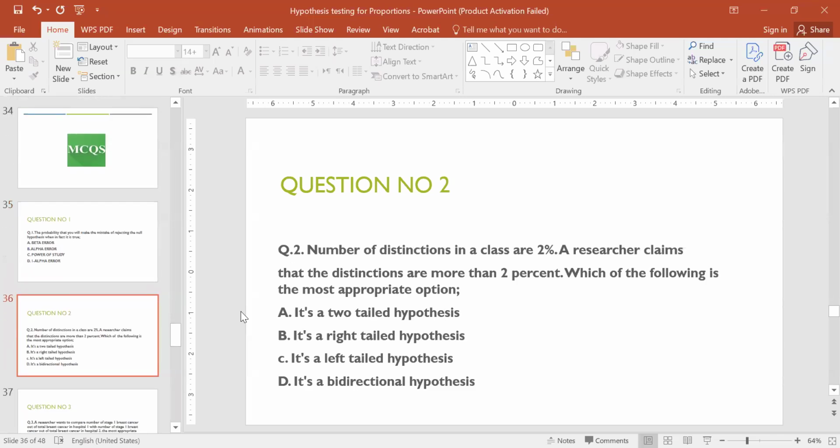Question number 2. Number of distinctions in a class are 2%. A researcher claims that the distinctions are more than 2%. Which of the following is the most appropriate option? Option A, it's a two-tailed hypothesis. Option B, it's a right-tailed hypothesis. Option C is the left-tailed hypothesis, and option D is the bidirectional hypothesis. Yes, option B is the right-tailed hypothesis.